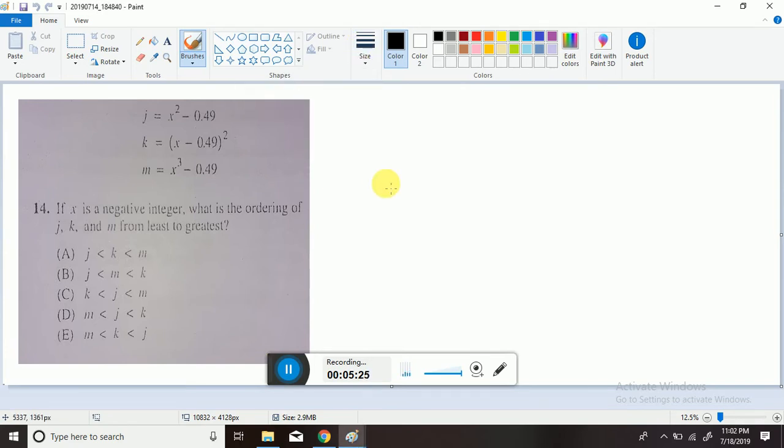Now the question is very clear. See here, J, K and M. J, K and M are defined with some norms, and everything is provided here. If x is a negative integer, it means x is from the set of negative integers: -1, -2, -3, and like this it keeps on going.